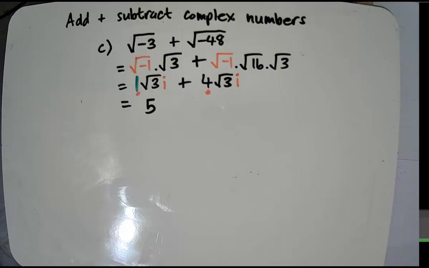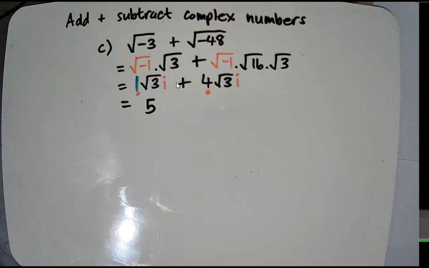Notice we have a 1 in front of the root 3, so 1 plus 4 will give me 5. So that is that hidden 1 I always talk about. Root 3 plus root 3 will remain the same, because this is like terms. We are not multiplying. If this was multiplication, then root 3 times root 3 will become 3. In this case, it's like terms.